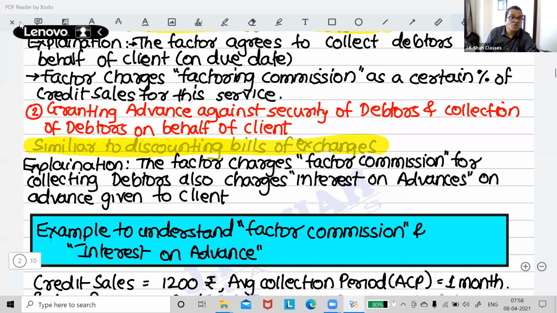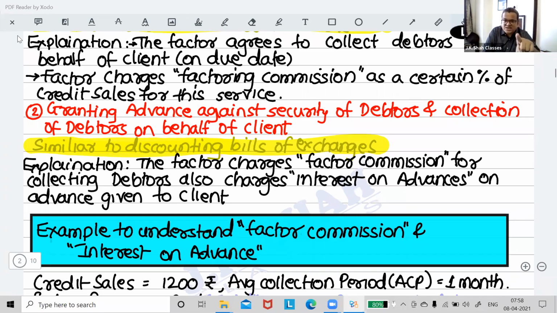So what do we do? See, granting advance against security of debtors. So we hand over our debtors to the factor and tell him, see, you go and collect and keep this money. You give me an advance right now. That's all: granting advance against security of debtors and collection of debtors on behalf of client. As I already told you, it is similar to discounting bills of exchange. Let's talk about the explanation.